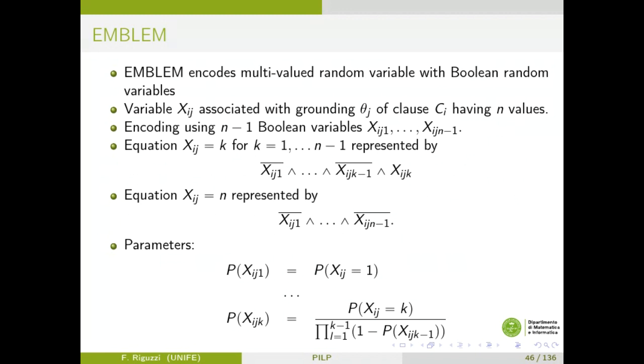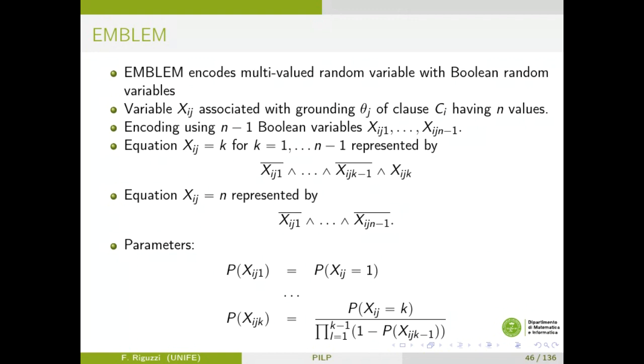So you have each grounding theta j of a clause C_i. Theta j is a substitution that replaces variables with constants. So you have a clause C_i of your program. You have to generate the grounding. So you pick a substitution grounding C_i. So you have a ground clause C_i theta j, and to each ground clause of this form, you have a random variable that has n values if n are the head atoms of C_i. So you encode a random variable with n values with n minus 1 Boolean variables.